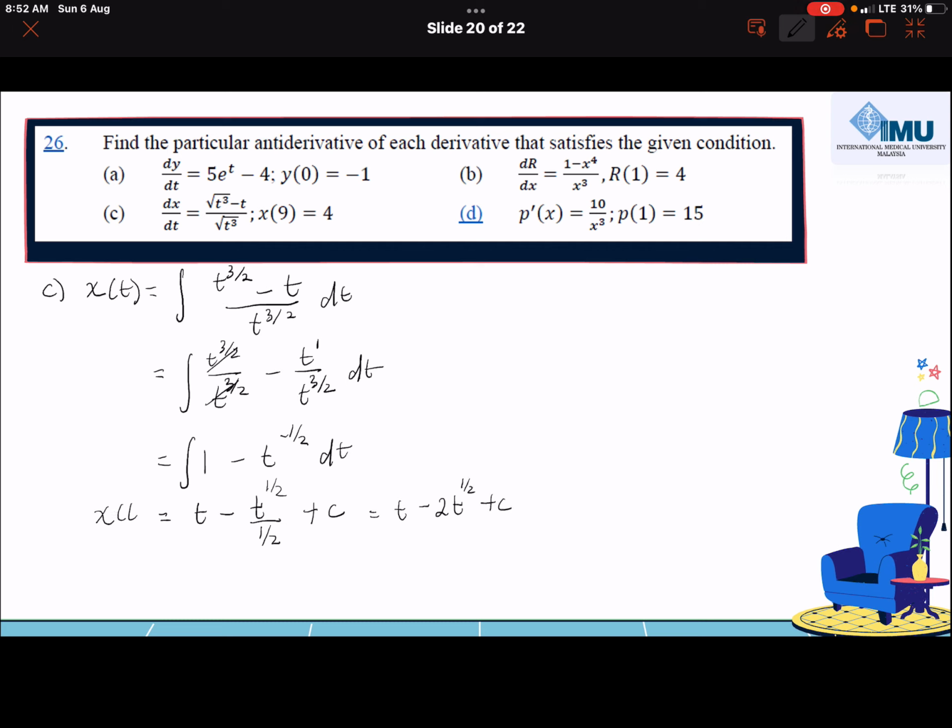Now this is your x(t). However, since you still have an arbitrary constant, make use of the given condition. They said here when t equals 9, x equals 4. So it becomes 4 equals 9 minus 2 times square root of 9 plus c. At the end of the day, you will get c equals 1. So your final equation of x(t) will be t minus 2 square root of t plus 1. This is the solution for C.